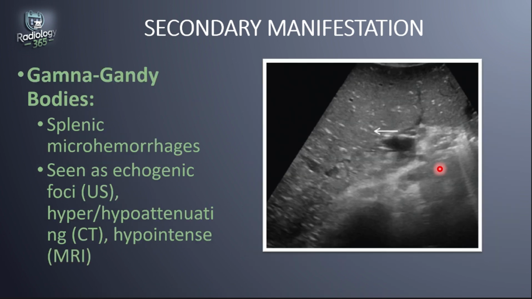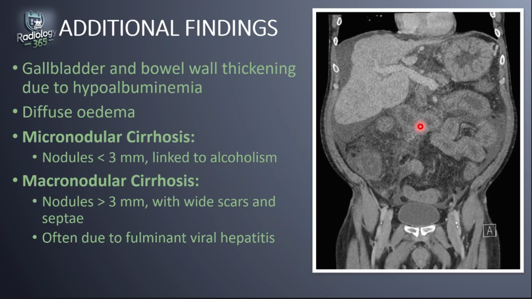In the spleen, we may also observe Gamna-Gandy bodies. These are small hemorrhagic lesions that appear on imaging as tiny foci. They will be echogenic foci on ultrasound, hyperattenuating on CT, and hypointense on MRI. This image is a grayscale ultrasound scan, and we see these multiple echogenic foci in the enlarged spleen. These are Gamna-Gandy bodies in a patient with cirrhosis.